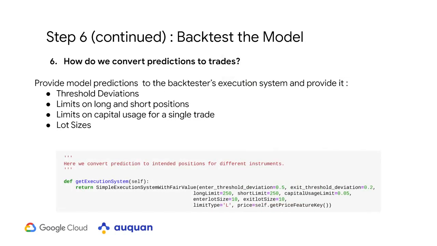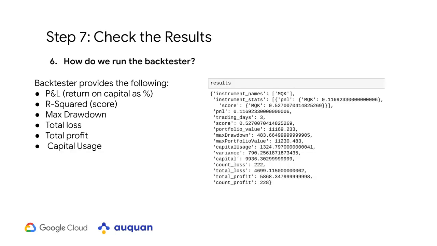How do we convert predictions into trades by the backtester? We provide model predictions to the backtester's execution system and provide it 1. Threshold deviations, 2. Limits on long and short positions, 3. Limits on capital usage for a single trade, 4. Lot sizes.